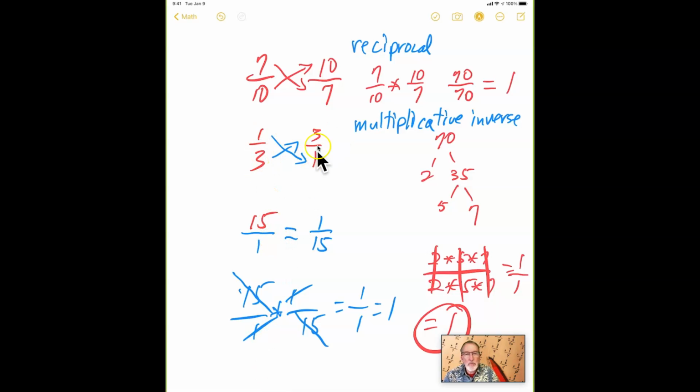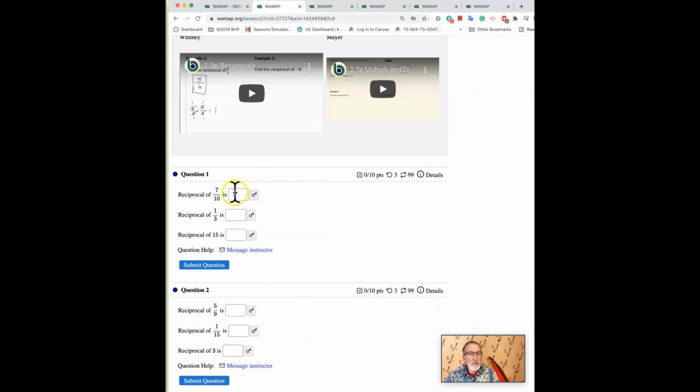So go ahead and try this. It's just turning the number on its head. And if you've got a whole number like this, write the whole number over 1 and then write it as, this shouldn't be an equal sign, just do arrows like that and write 1/15. And let's go to WAMAP and see what they say for our answers.